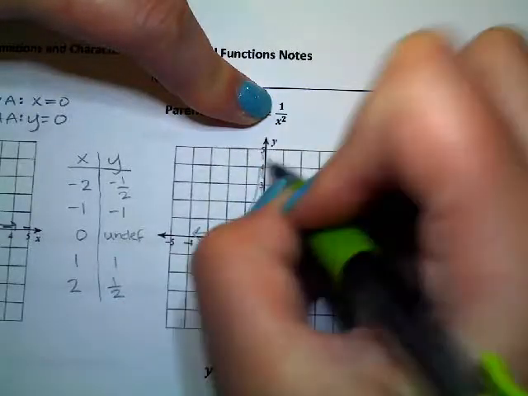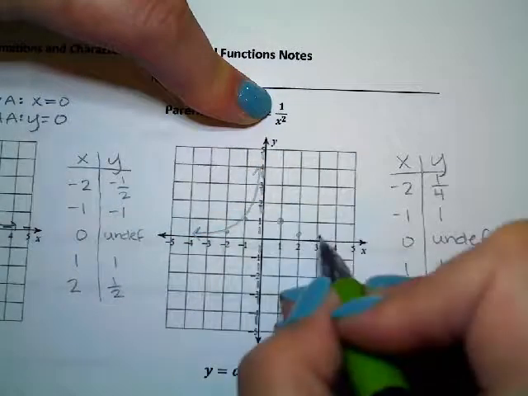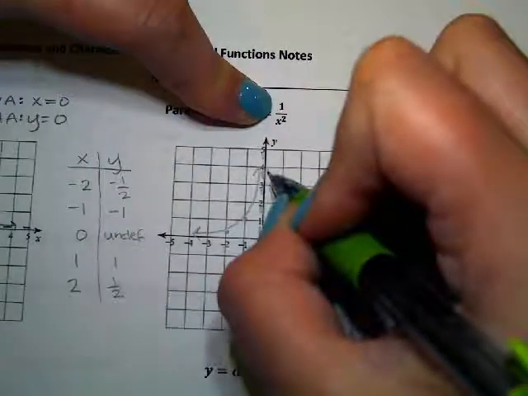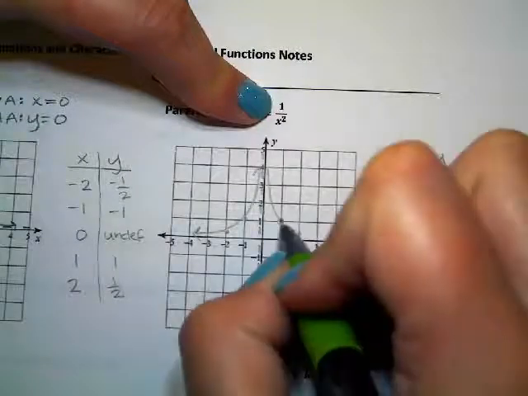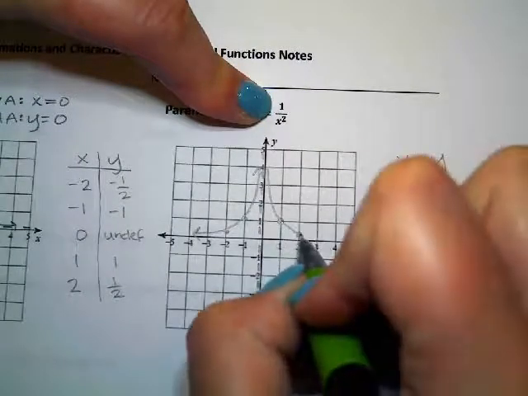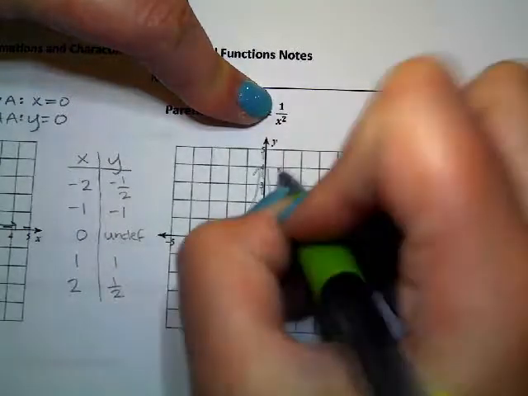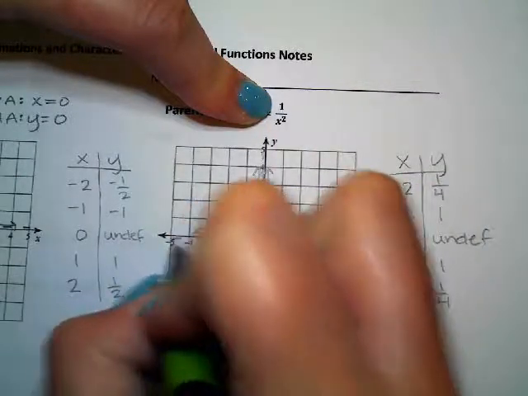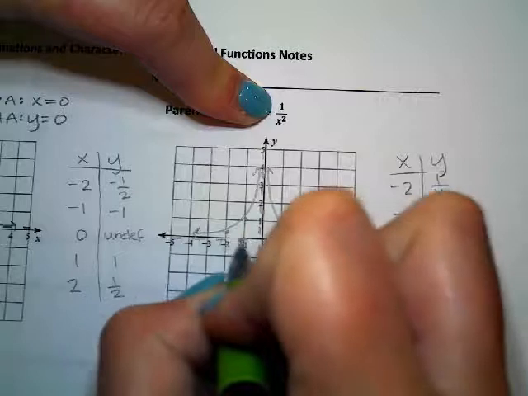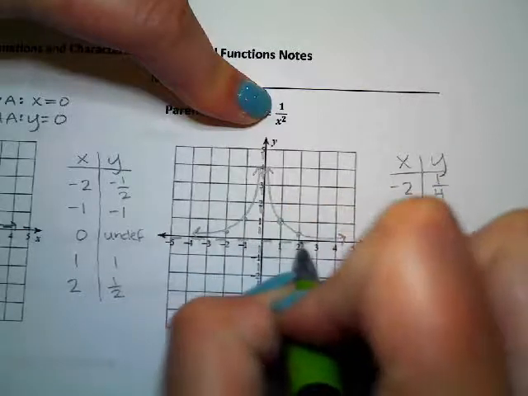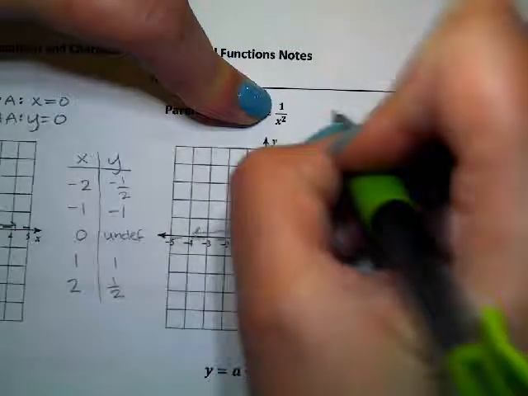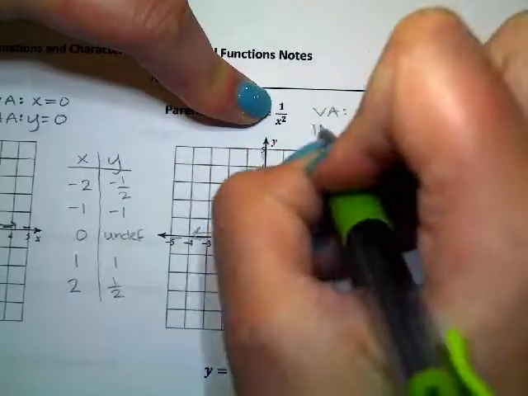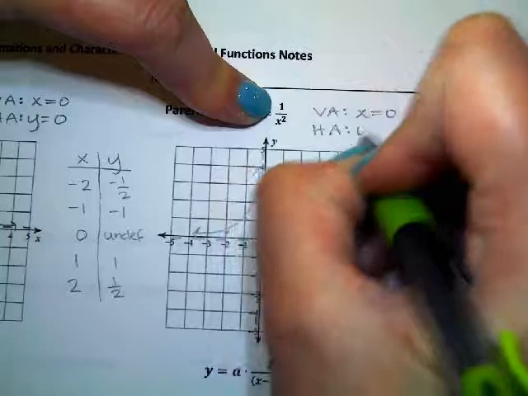And if you can imagine plugging in 3 on the bottom, 3 squared, 4 squared, 5 squared, the same thing happens as with 1 over x. As x gets bigger and bigger, we would get closer and closer to the x-axis, so we have a horizontal asymptote for this rational function as well at 0. So vertical asymptote, x equals 0, horizontal asymptote, y equals 0.